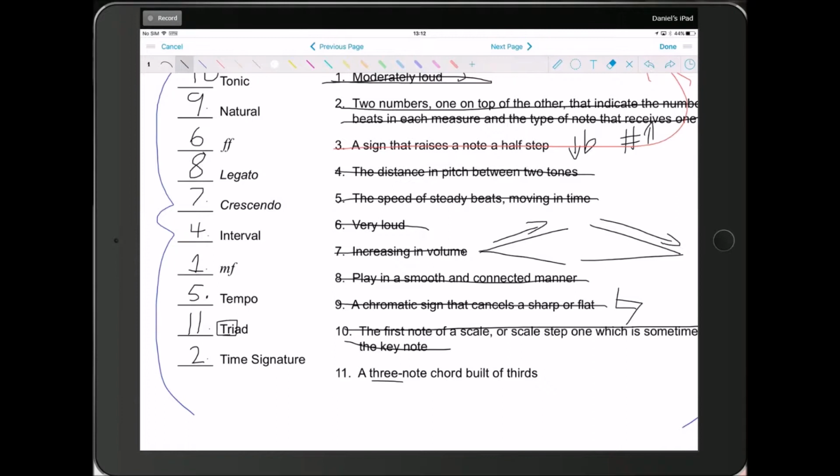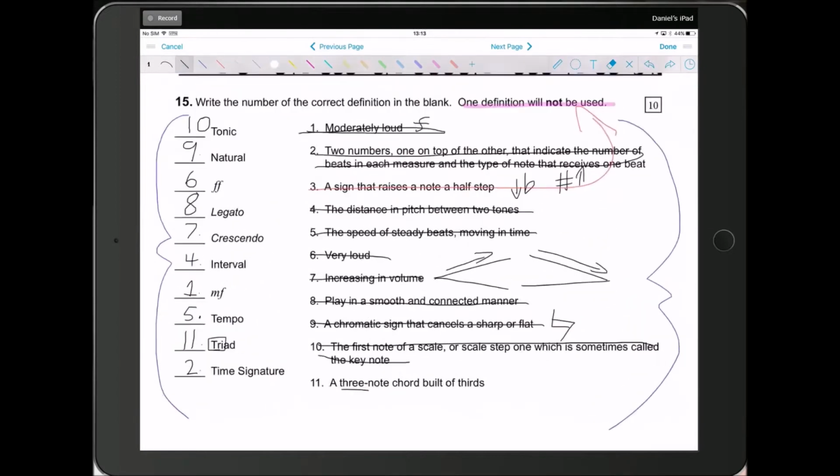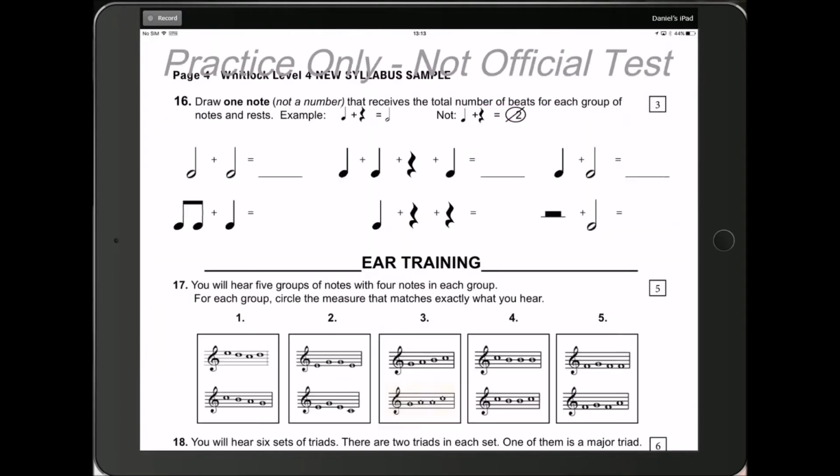If you're going through the Theory Time book, you should be able to look somewhere towards the back, and there should be a whole glossary of terms and definitions that you can study from. Alright, let's move on to question number 16.